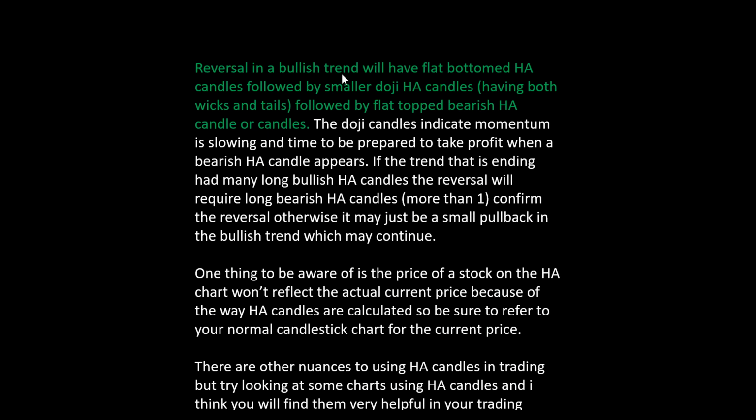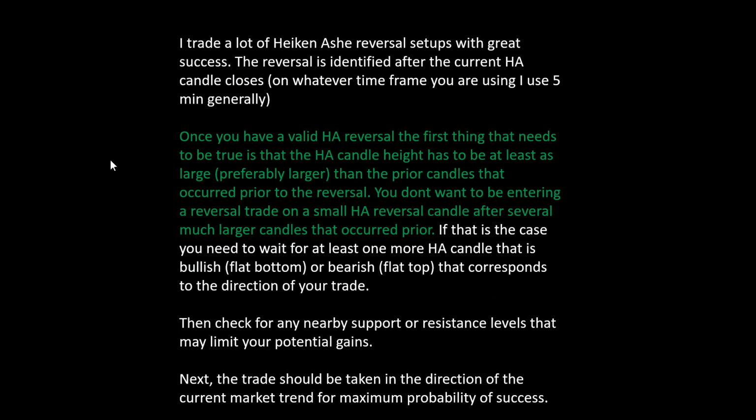All right, and again, a reversal in a bullish trend will have flat bottom Heiken-Ashi candles, followed by smaller doji candles, as we saw, and then you're going to be followed by the flat top bearish candles. That would be the reversal of a bullish trend. In other words, you'd be going up, and then you get some dojis, and then you get a flat top candle. That's a Heiken-Ashi candle to the downside.